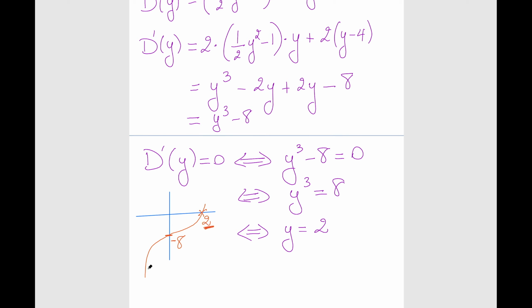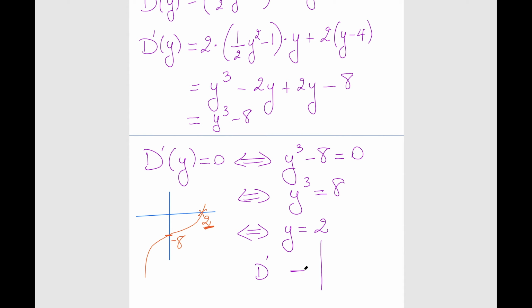That's the 2 we're talking about. This is when this function crosses the x-axis. Okay? This is the function d prime. Right? So what can you say then? D prime is negative before 2. It's positive after 2, right? So d prime, the function d prime, I'm creating a small table of variations for d prime.